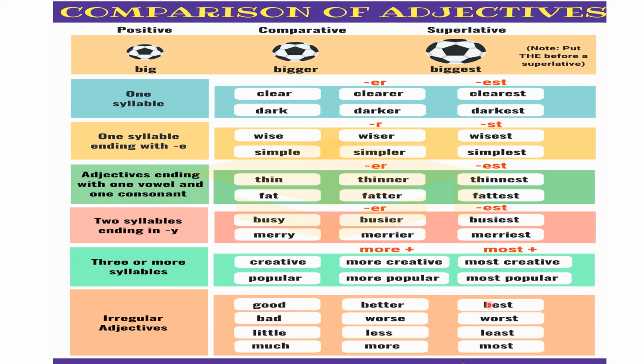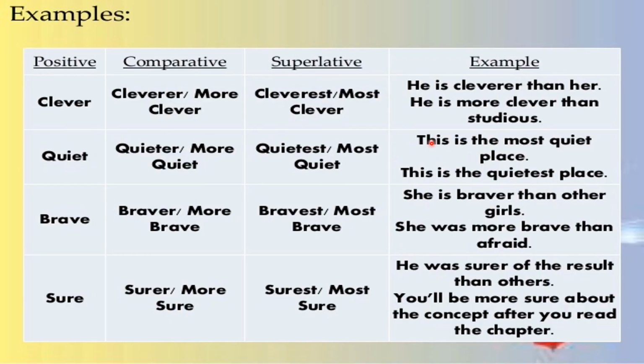Not good, gooder, goodest. Bad, worse, worst. Little का litter, littlest नहीं, little का less and least. Much का more and most. There are some more rules for your convenience. I want to teach you about this.